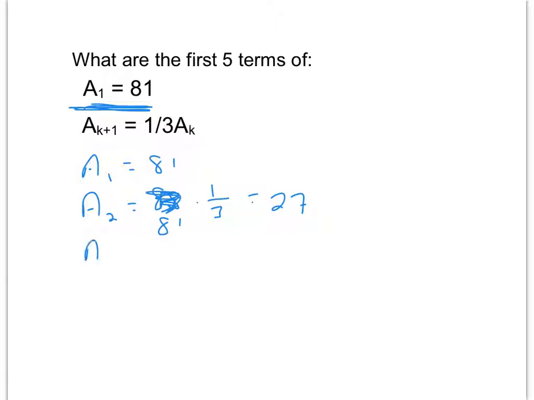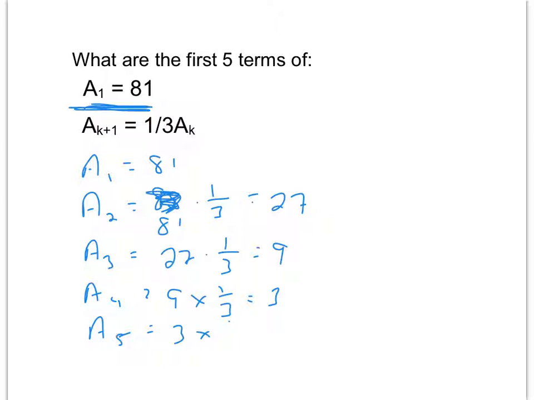You can see now we're multiplying by a third each time. A sub 3 is going to be 27 times 1/3, which equals 9. A sub 4 is equal to 9 times 1/3, which equals 3. And a sub 5 is going to equal 3 times 1/3, which is 1.